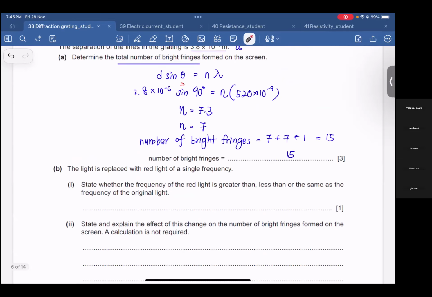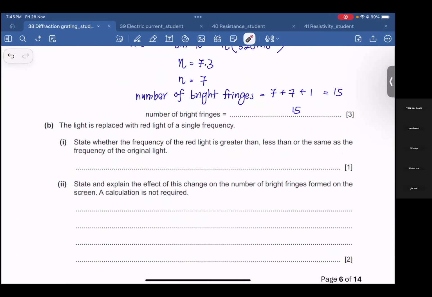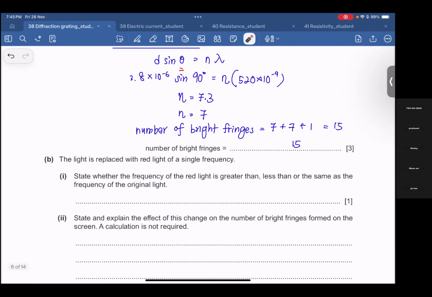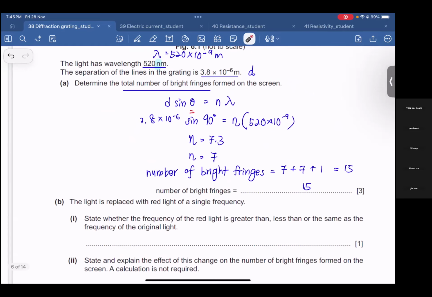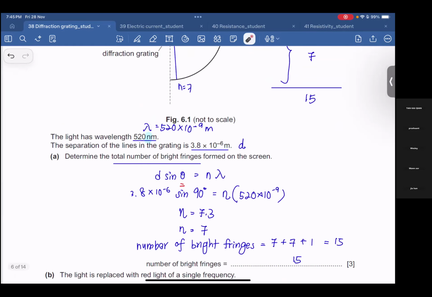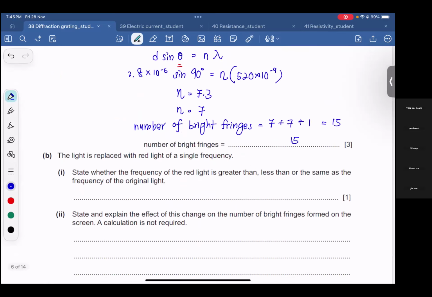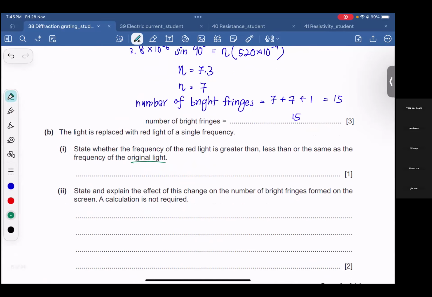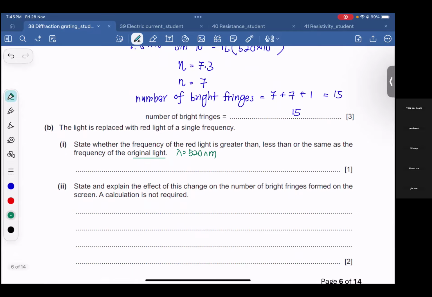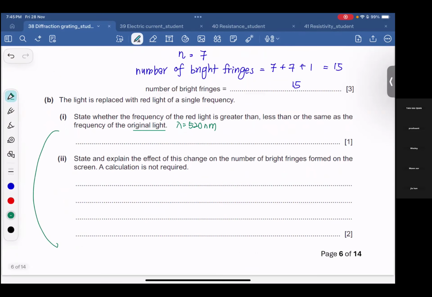Now for this one, the light is replaced by a red light of a single frequency. Is the frequency of the red light greater than, less than, or the same as the frequency of the original light? The original light has a wavelength of 520 nanometer. This one you have to relate to your knowledge about the EM wave. Do you still remember about the EM wave?